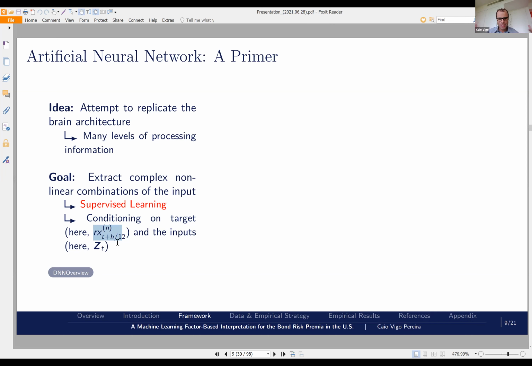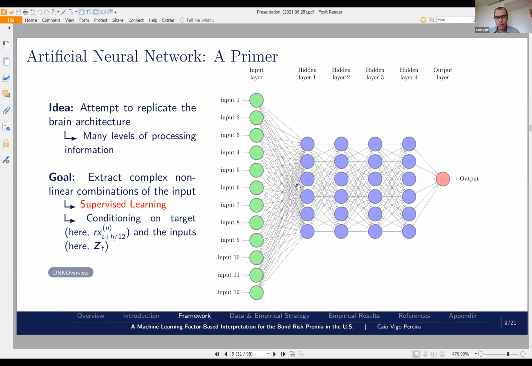To summarize the idea of a simple deep neural network or artificial neural network, this is not deep enough. We have a layer of input. At the end, we have the output. In this case here, it's just a single node. And here it's layers and layers of hidden layers. These are the hidden layers. So for each node here, we predetermine the function that we want to associate with it.